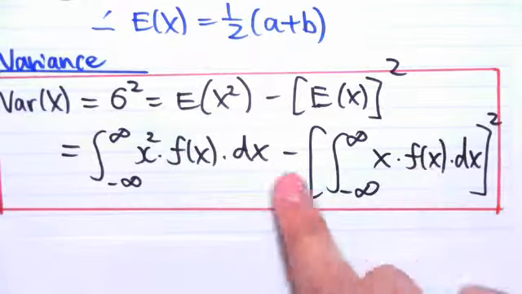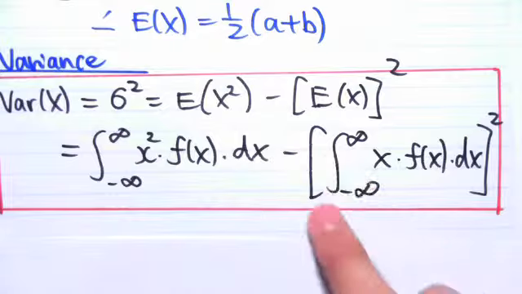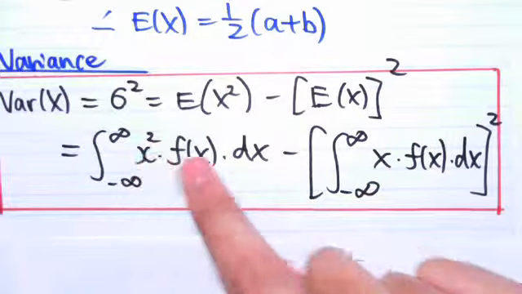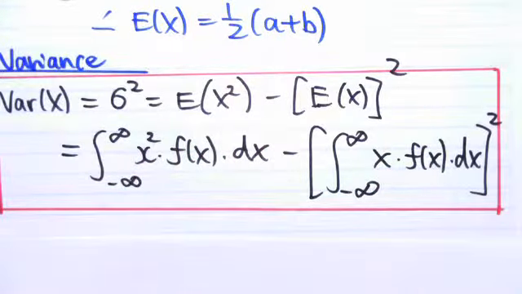And remember, f(x) is our probability density function. So you just substitute it in, and you have to evaluate the integration to find our variance.